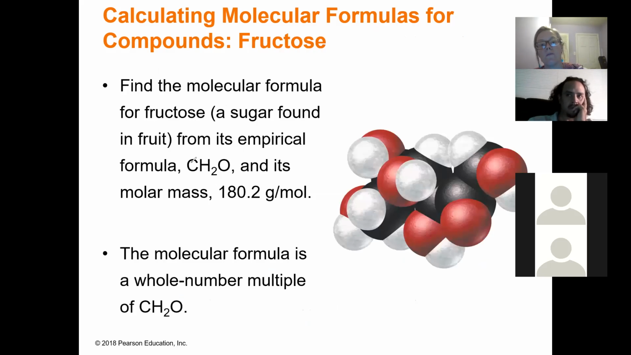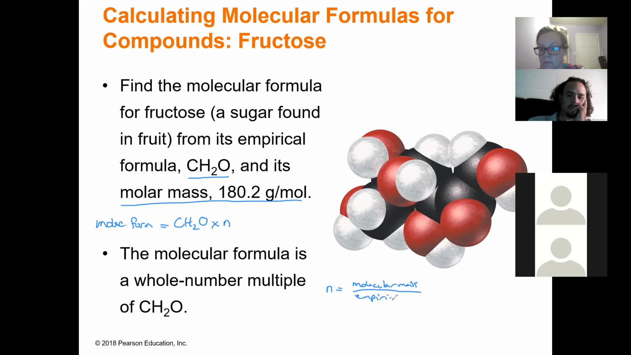Let's say that the empirical formula is CH2O, but the molar mass of the actual molecule is this. It's 180.2 grams per mole. What is the molecular formula? Okay, well, my molecular formula is going to equal my empirical formula, CH2O, times n. What does n equal again? n equals my molecular mass divided by my empirical. Remember, molecular mass is given to you. So in this problem, it's that thing right there.